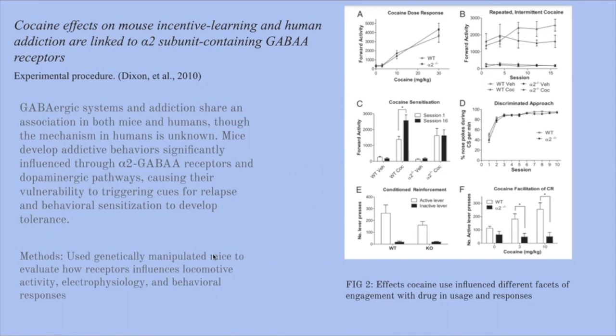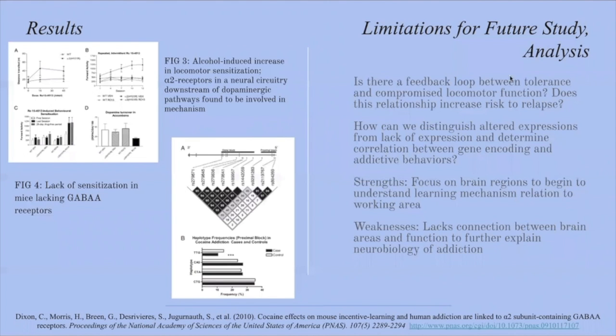The methods use genetically manipulated mice to evaluate how receptors influence locomotive activities, electrophysiology, and behavioral responses. And limitations for future studies and analysis are that there's a feedback loop between the tolerance and compromised locomotive function, and does this relationship increase risk of relapse? And how can we distinguish altered expression from lack of expression and determine correlation between gene coding and addiction behavior? The strengths and weaknesses are below, and the results are to the right.